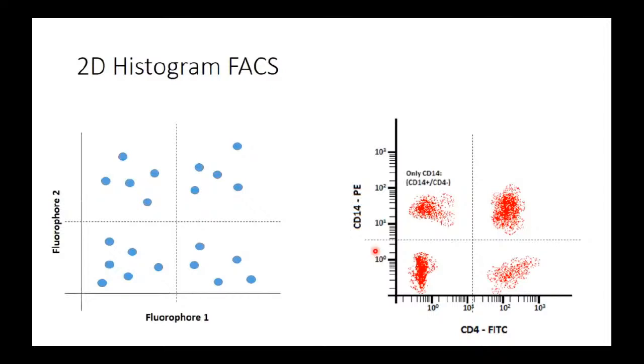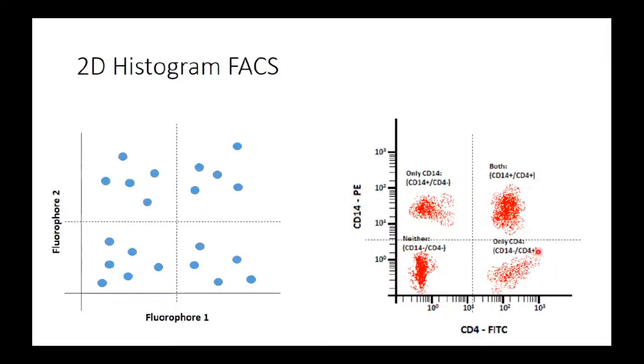Then cells in this quadrant are expressing CD14, but they are not expressing CD4, so we have CD4 negative. Cells here are expressing both. They are giving high signal on both of them, so CD14 positive, CD4 positive. These cells are CD14 and CD4 negative because they are giving low signal on both detectors.